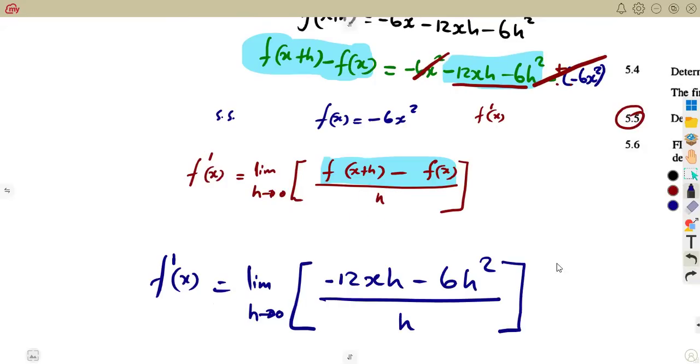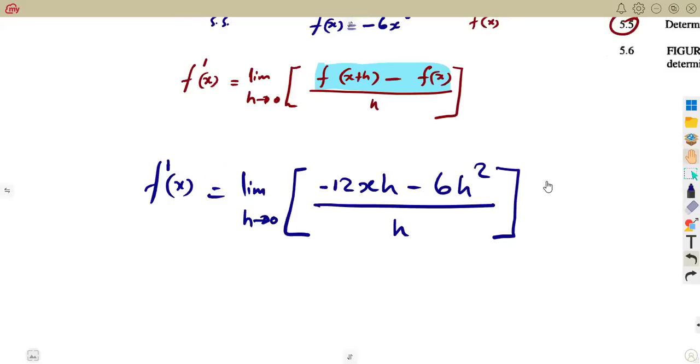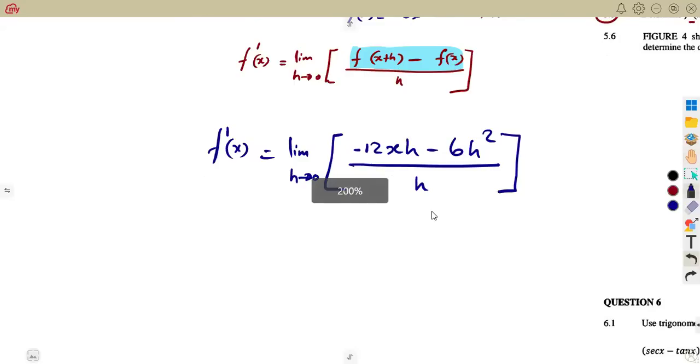Remember, we cannot use these limits because of the h in the denominator. Once we put a 0 at this stage, our answer will be infinite. We haven't solved anything because the denominator cannot be 0. So what can we do? We can get rid of the h from the numerator. Factorize the h there so that we can get rid of the h in the denominator. So we factor it out from the numerator.